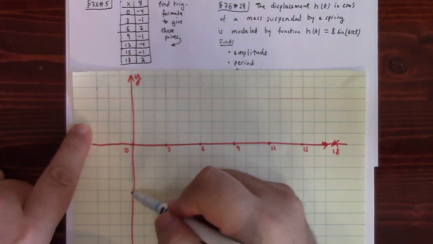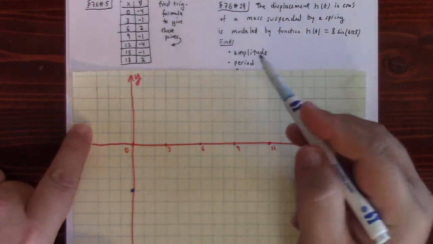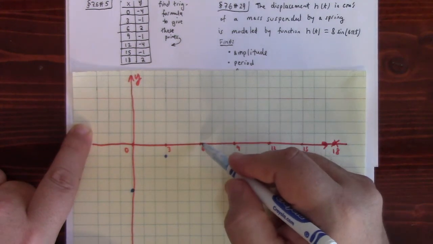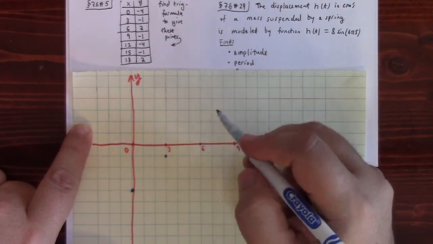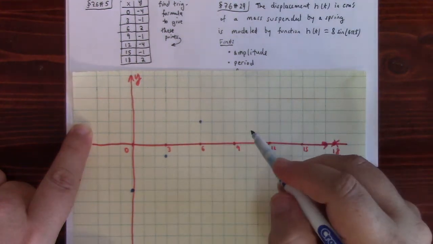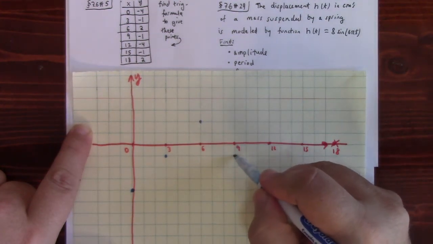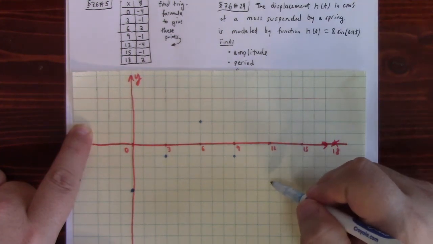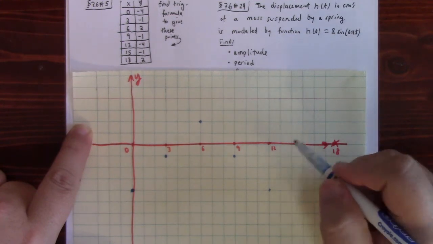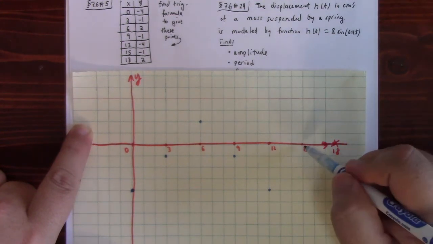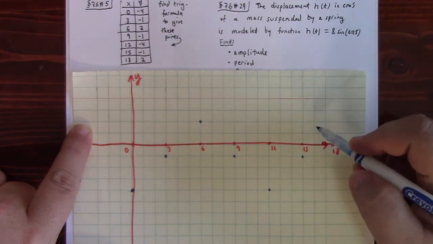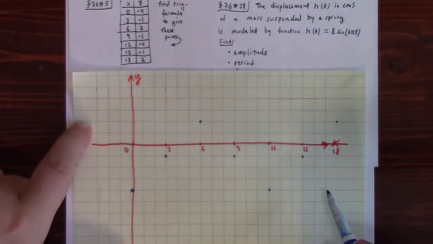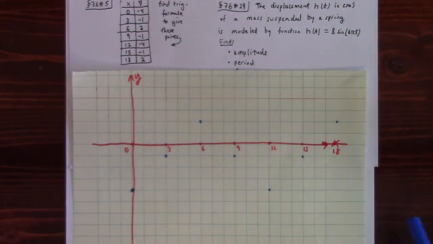So at 0, we're at -4. All right. At 3, we're at -1. At 6, we're at 2. At 9, we're at -1. At 12, we're at -4, right? And at 15, we're at -1. At 18, we're at 2. So, all right, so then the question is, can you connect the dots to make a trig function?